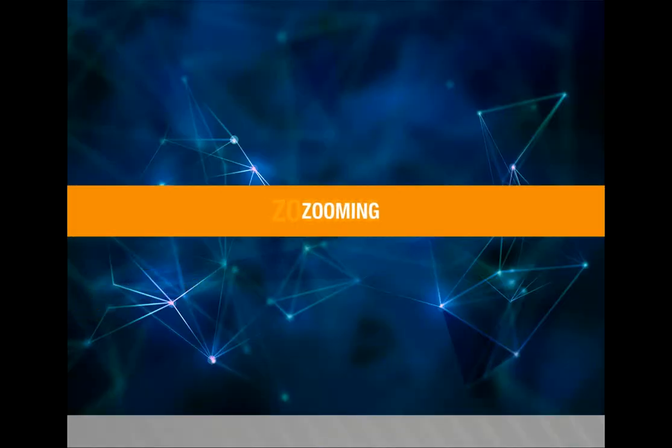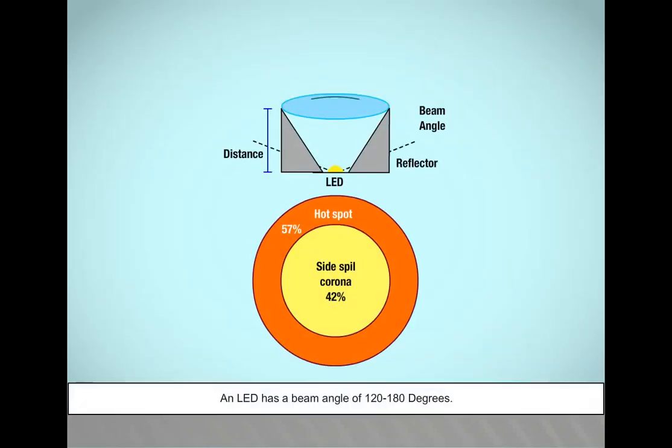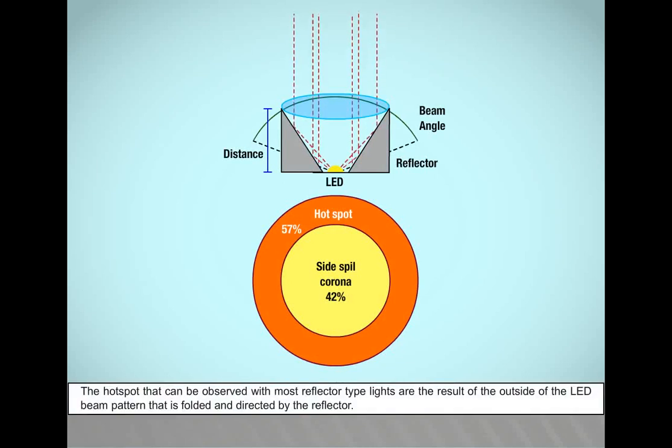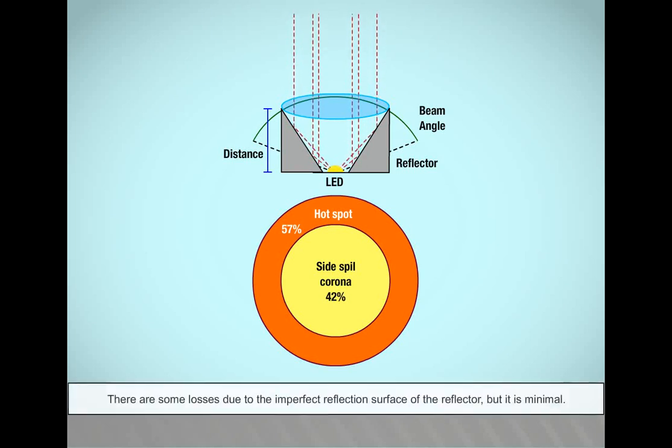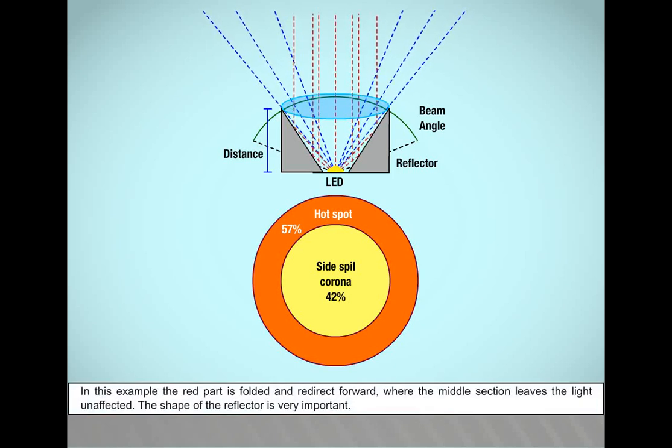Zooming. In this video, we are going to see about zooming. An LED has a beam angle of 120 to 180 degrees. The hot spot that can be observed with most reflector type lights is the result of the outside of the LED beam pattern that is folded and directed by the reflector. There are some losses due to the imperfect reflection surface of the reflector, but it is minimal. In this example, the red part is folded and redirected forward, where the middle section leaves the light unaffected.